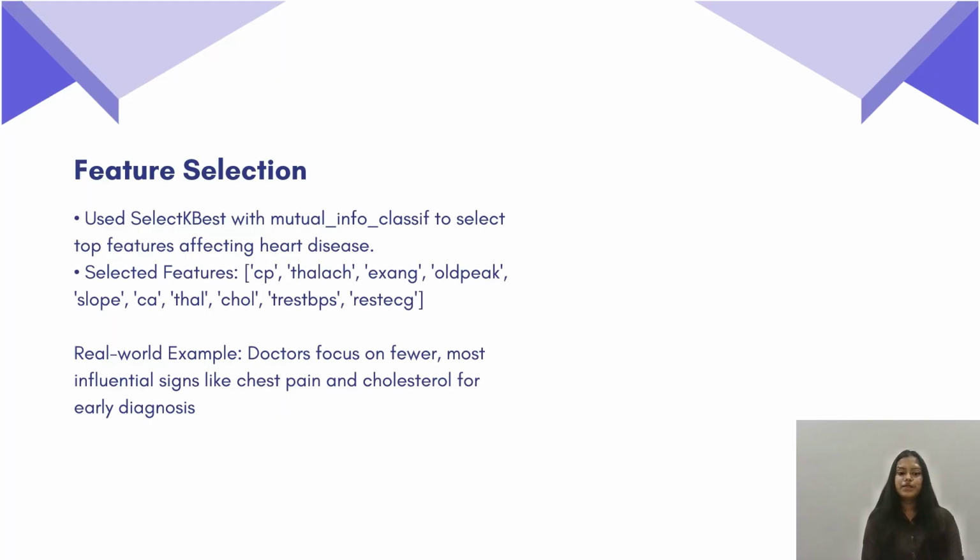Again, we have feature selection. Next, we perform feature selection in our research paper to find out which attributes are most important. We use a technique called SelectKBest with mutual information scoring. We selected features like chest pain type, maximum heart rate, exercise-induced angina, and cholesterol. Here we take one real-world example: doctors focus on symptoms like chest pain and cholesterol levels, so our model mimics how clinicians think when assessing a patient.